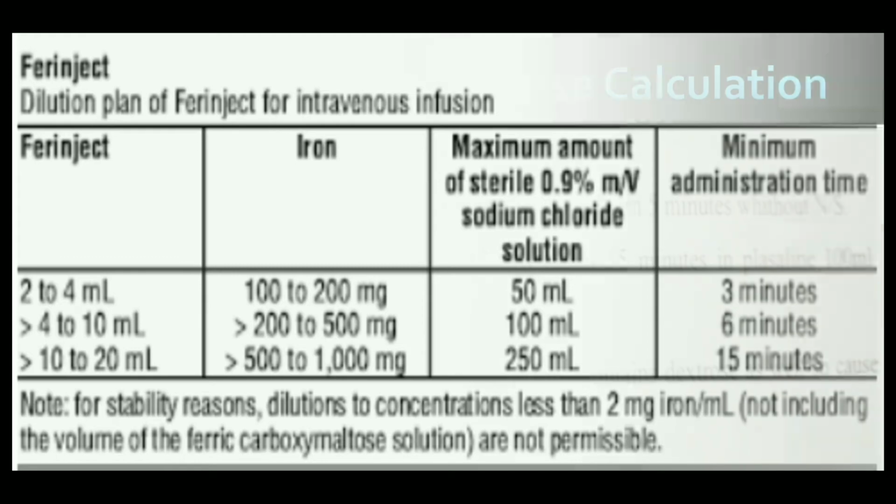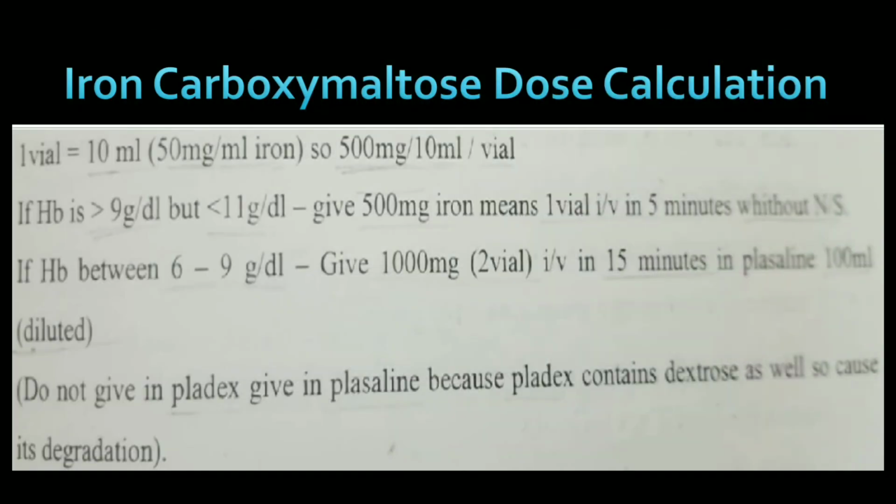Now the ferric carboxymaltose dose calculation. 1 vial of ferric carboxymaltose, which is sold in the form of Farinject, contains 10 ml. In 1 ml we have 50 mg, so 1 vial would contain 500 mg per 10 ml. If HB is more than 9 but less than 11, then give 500 mg, meaning 1 vial IV in 5 minutes without normal saline. But if HB is between 6 to 9, give 1000 mg, meaning 2 vials IV in 15 minutes, diluted in 100 ml normal saline.